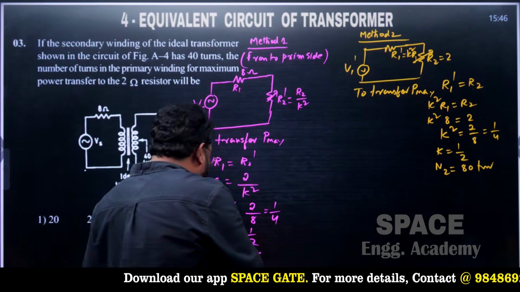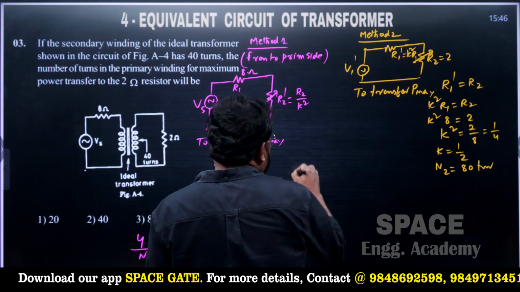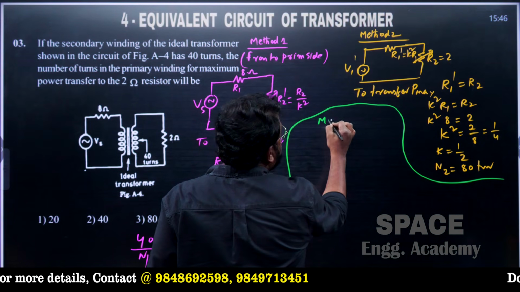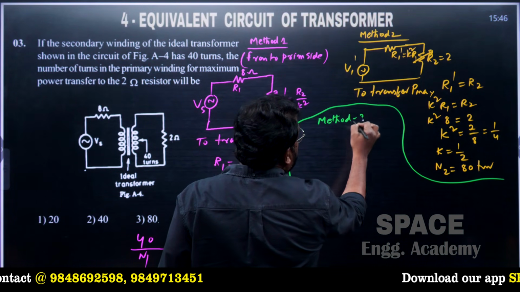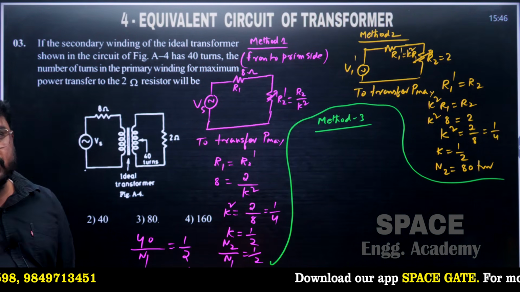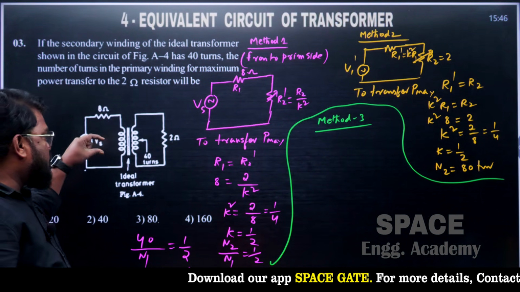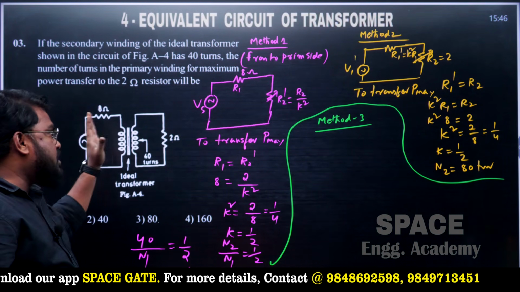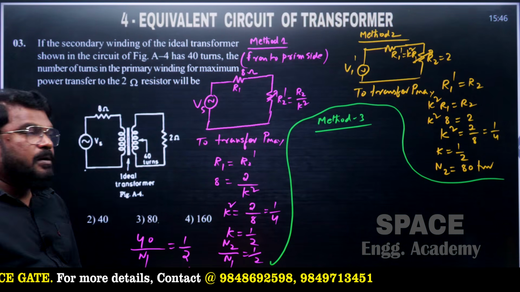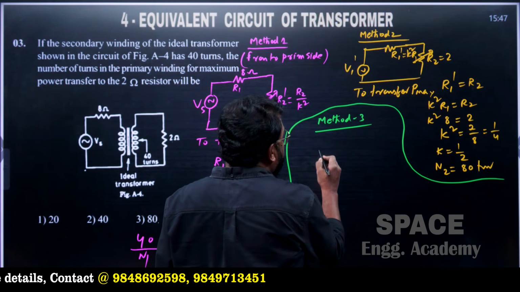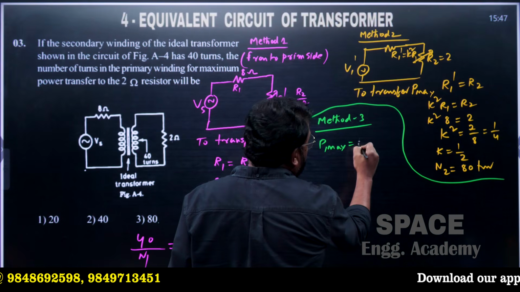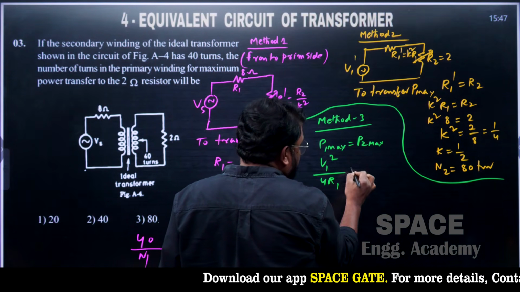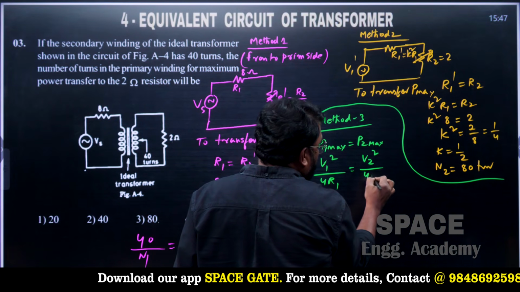Now there is one more method to answer this question, a third method. Let me consider method number 3. To transfer the maximum power through the load resistance, the transformer draws the maximum amount of power from the source. A transformer is a constant power device, that is P1 maximum is equal to P2 maximum. P1 maximum is equal to V1 square by 4R1, and P2 maximum is V2 square by 4R2.